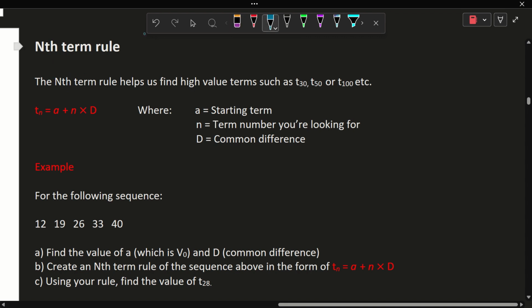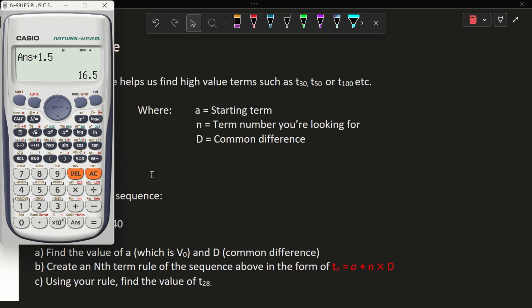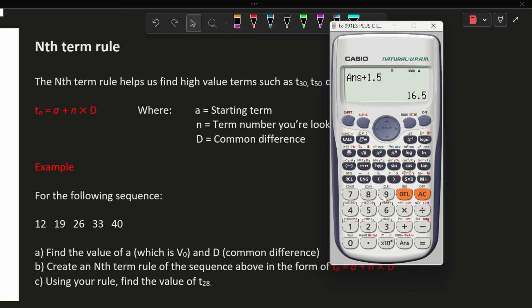Okay, and it's useful because it helps you to find values such as term number 30, term number 50, or even whatever. And why is that useful, guys? Why is it useful for finding high value terms? It's too time consuming. Yeah, so if you get your calculator, and you were to find the 30th number, let's say my starting term was 23, and I'm going to add 4 each time. How many times do I have to press enter to get to 100? Well, that's a lot of enters, yeah? So it's too much, and it's hard to keep track.